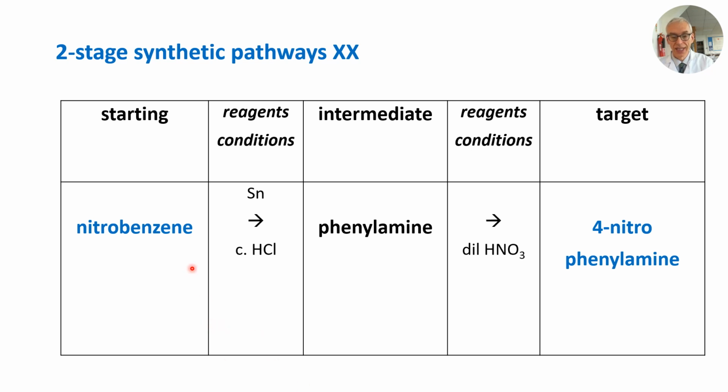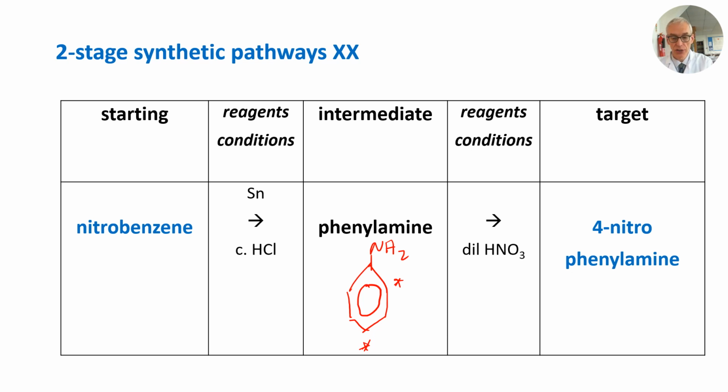So a key point here is that the amine group is 2,4-directing. So if we draw the amine here, phenylamine, then further substitution will occur at carbon number 2 or position number 4. The amine group is 2,4-directing.